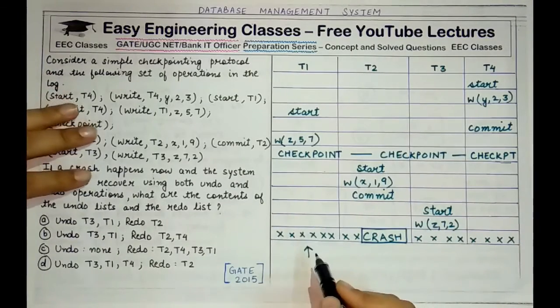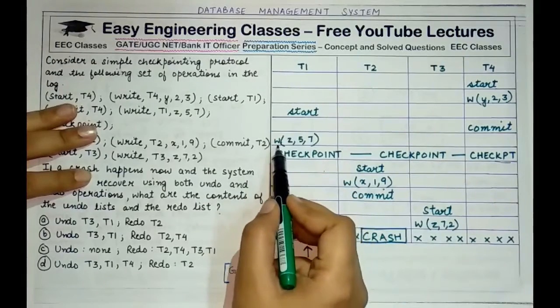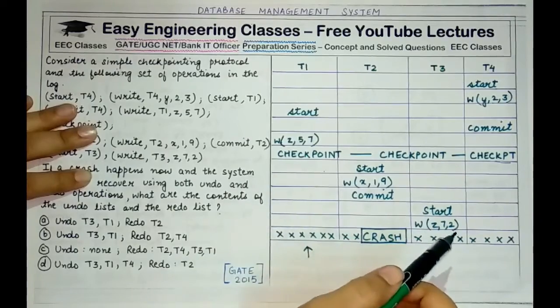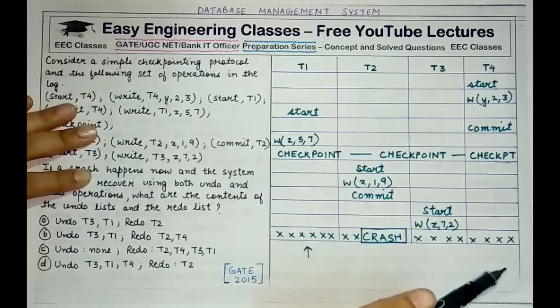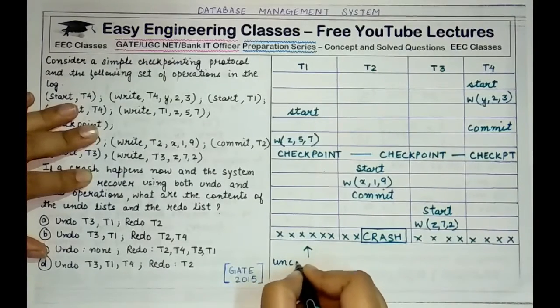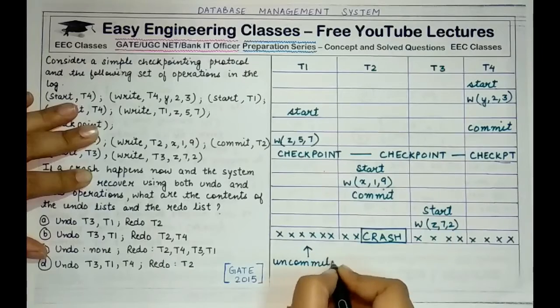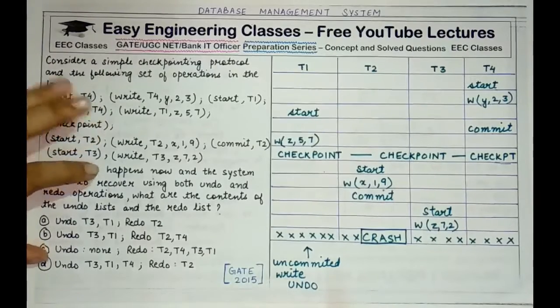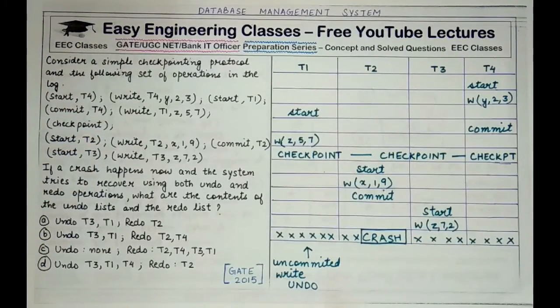So starting with T1, it started, it performed a write operation, then a checkpoint happened, but then there was neither a commit operation nor an abort operation. So it means that here there is an uncommitted write operation. Okay, so we would put it in the undo list. Again, I am telling you, any transaction whose start operation is found but no commit or abort is found, we put it in the undo list.